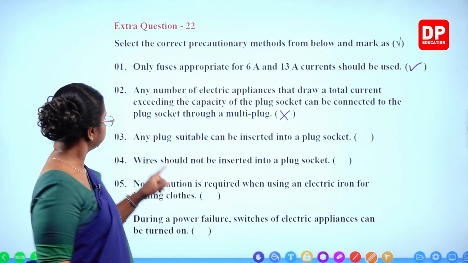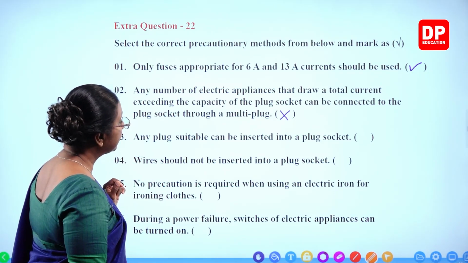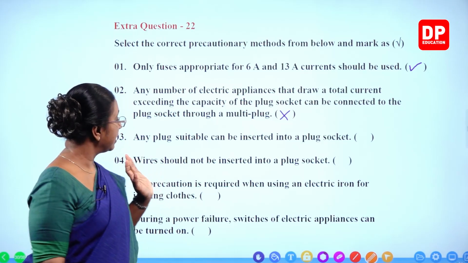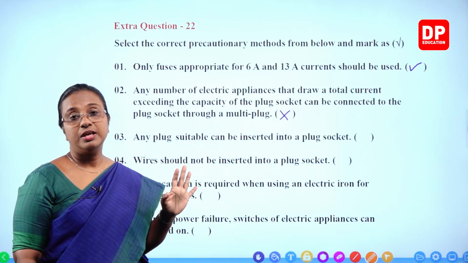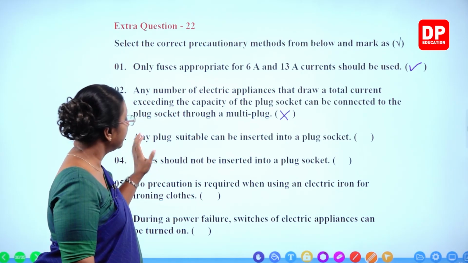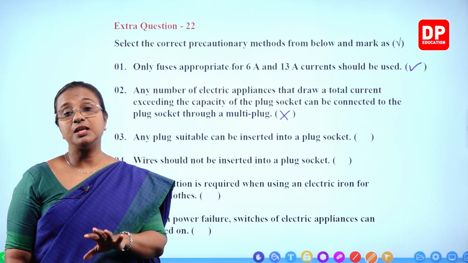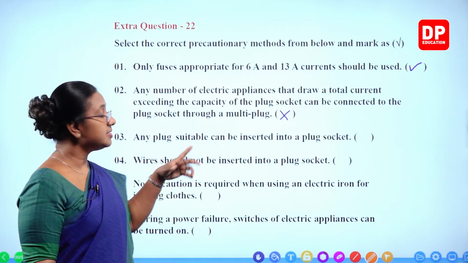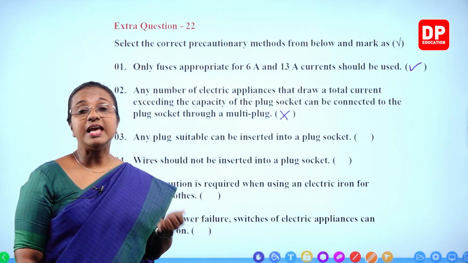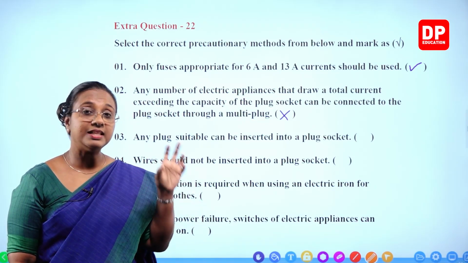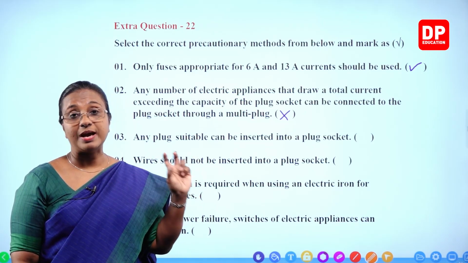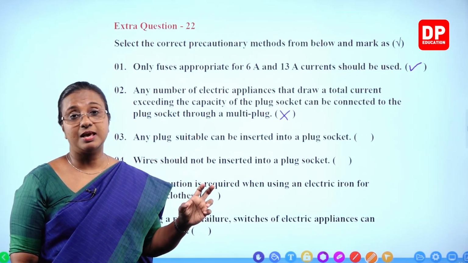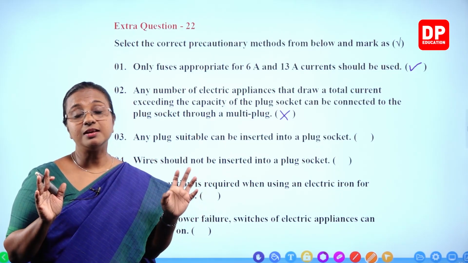Then the third one. Any plug suitable can be inserted into a plug socket. Is it any plug suitable can be inserted? No. It is a plug that is suitable for that particular plug socket that can be inserted into the plug socket. You can't just insert any plug. It has to be a plug that has that particular value. Maximum current has to be, let's say if it is 13 amperes, maximum current 13 amperes. That has to be connected into that socket.